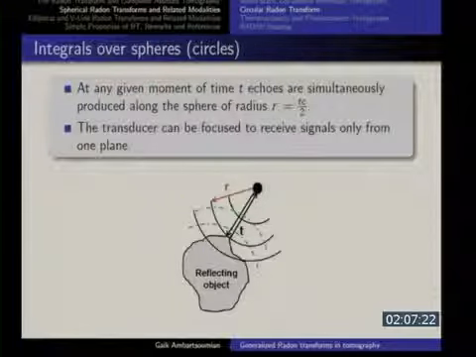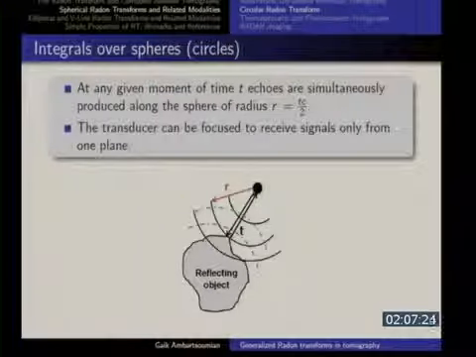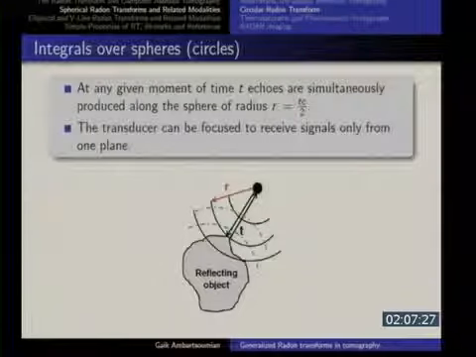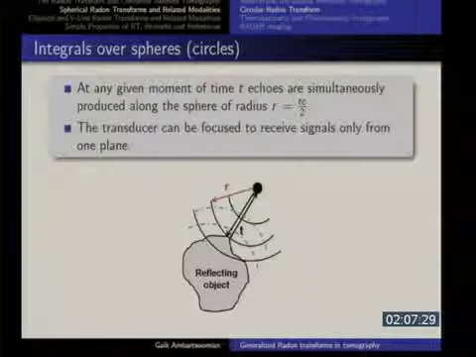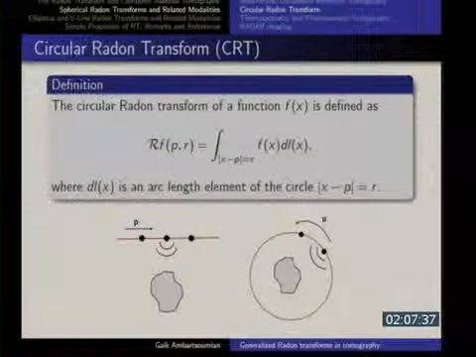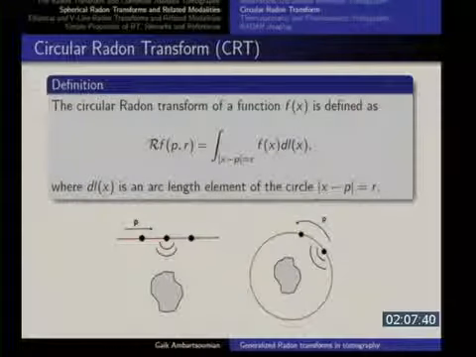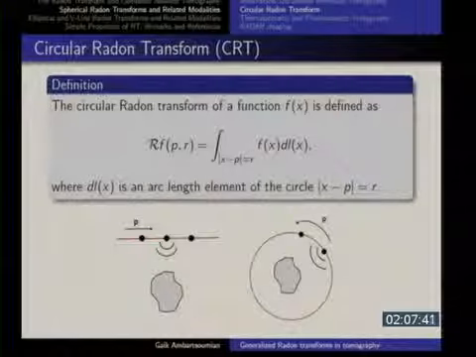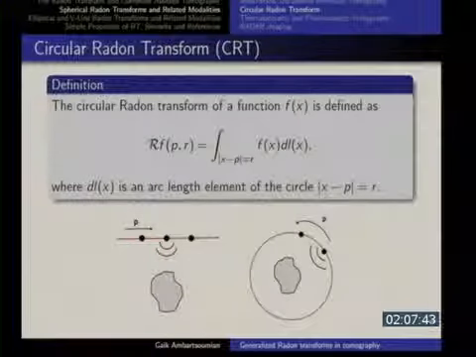And again, the goal here is to recover the shape, the size, the location of the object. So I want to recover that function, but I don't know the function. I know its integrals along circles. So that motivates this second type of Radon transform that I was talking about, which is called the circular Radon transform if you're in 2D, or if you're in 3D, it's called the spherical Radon transform.